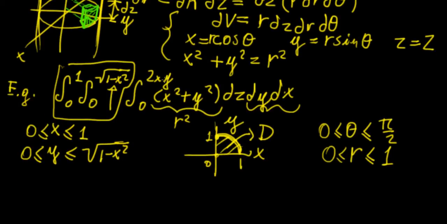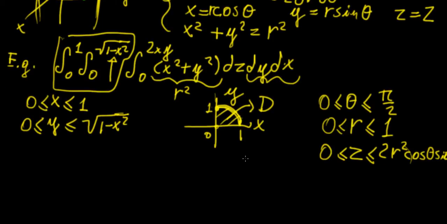So all we need to do is use the parametric equations we have here to substitute for those limits on z. So z is going to go from 0 to 2r squared. Remember that we have r cosine and r sine, so 2r squared cosine theta sine theta. So those are our three limits. Now we can perform that change into the new coordinate system.